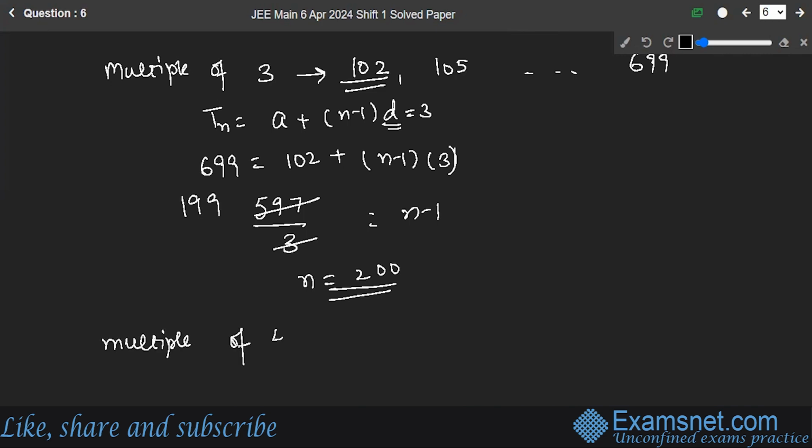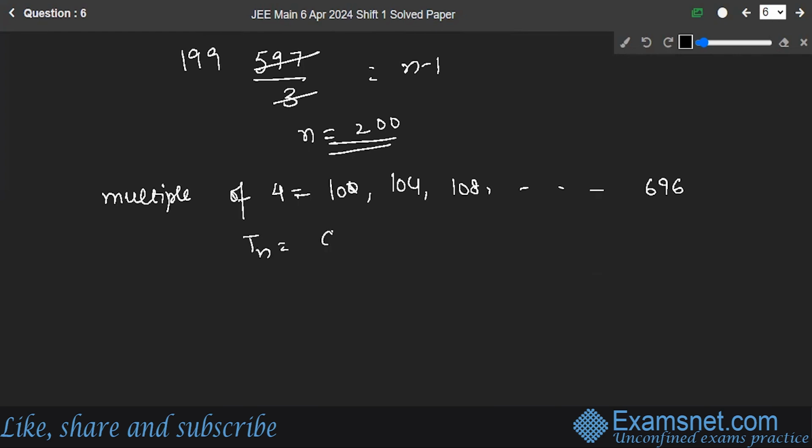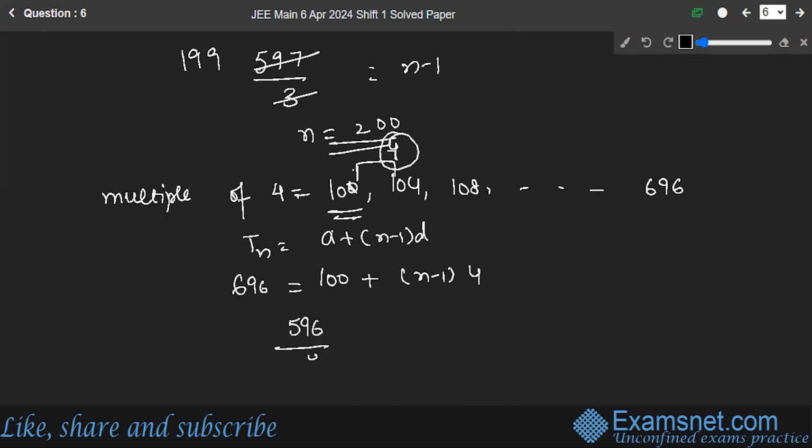Now get multiples of 4. First of all, 100 is a multiple of 4. Then you have 104. Then you have 108. And so on. The last one will be 696. Again, the nth term is equal to a plus n minus 1 d. So the last term is 696. First term is 100. What is the common difference between them? This is equal to 4. So this makes it 596 divided by 4 is equal to n minus 1. This gives me 149, or n will be equal to 150.